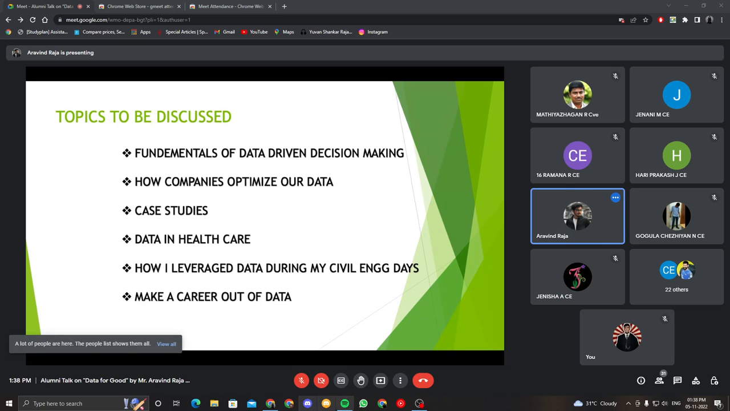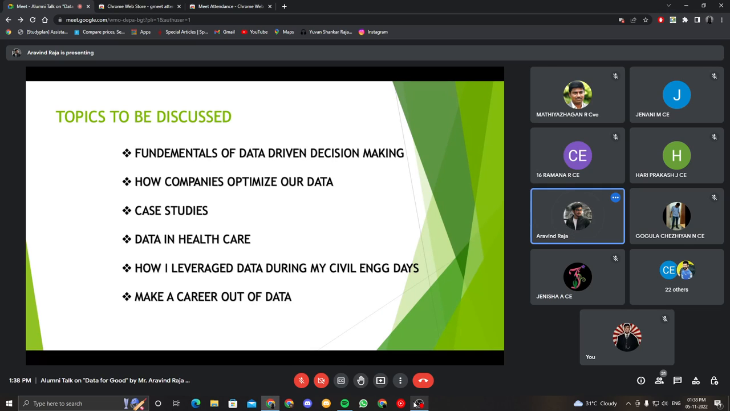The second one is how companies optimize our data. We provide data to companies on a daily basis, so how are companies leveraging that data and using it for their business development? I've also collected a few case studies, and I'll go through how data is helped and used in healthcare. And also how I leveraged data during my civil engineering days.